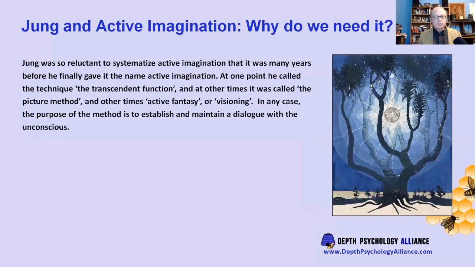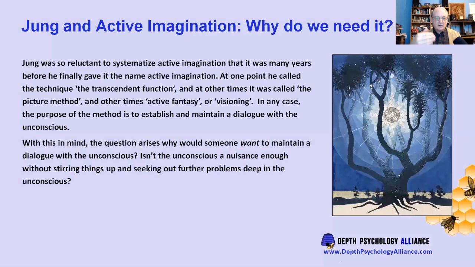As a matter of fact, at first, he didn't even have a name for it. In this article in 1916, he called it the transcendent function. Then at other times, in letters and in different articles, he'd call it the picture method. Other times, they called it active fantasy or visioning. In any case, the purpose of the method is to establish and maintain a dialogue with the unconscious. And so naming it for Jung was not as important as seeing that people really engaged the unconscious in a serious and deliberate way.